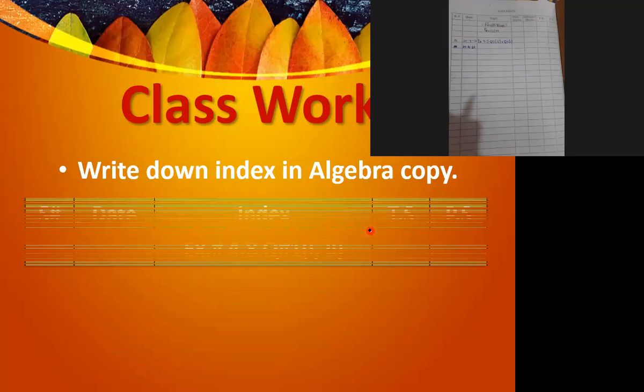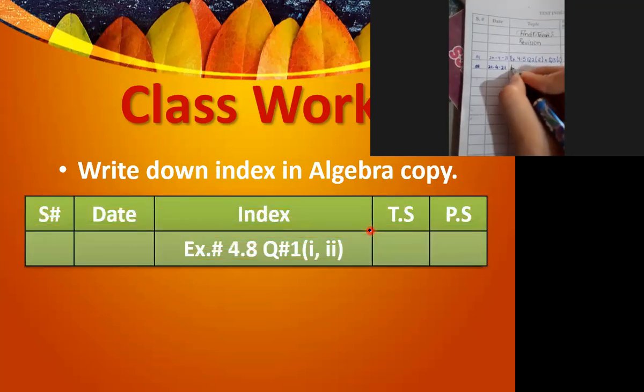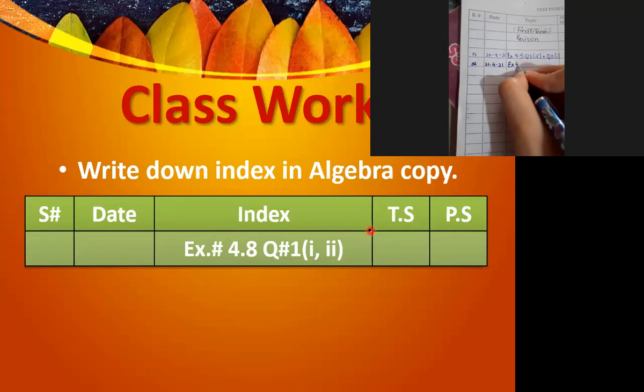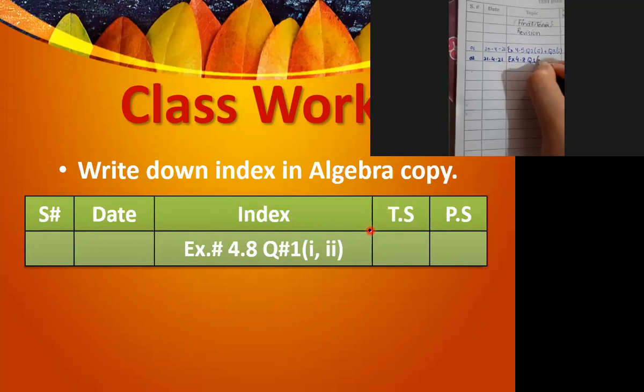Okay, as you can see, if you do not have enough pages, you can start from the back side of the page. So this was your previous index, and write down today's index. What is your today's index? Exercise number 4.8. Question number 1, bit number 1 and 2.